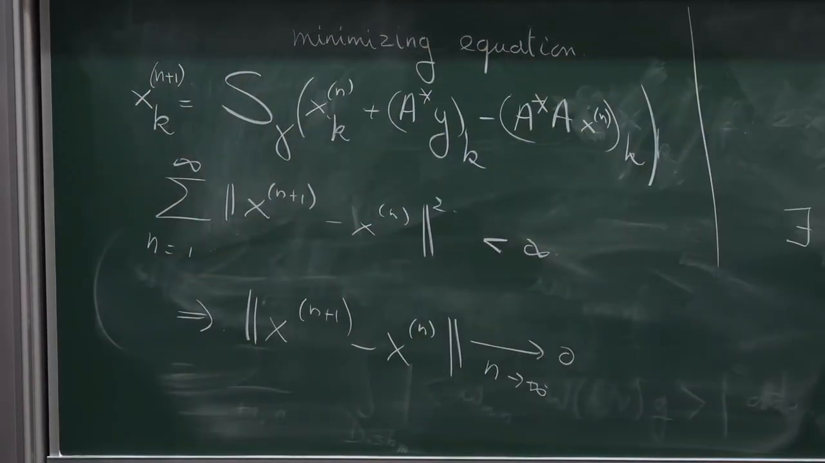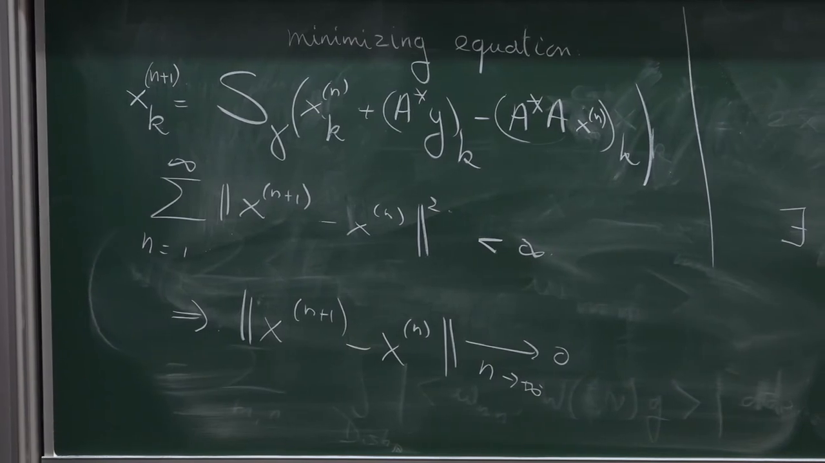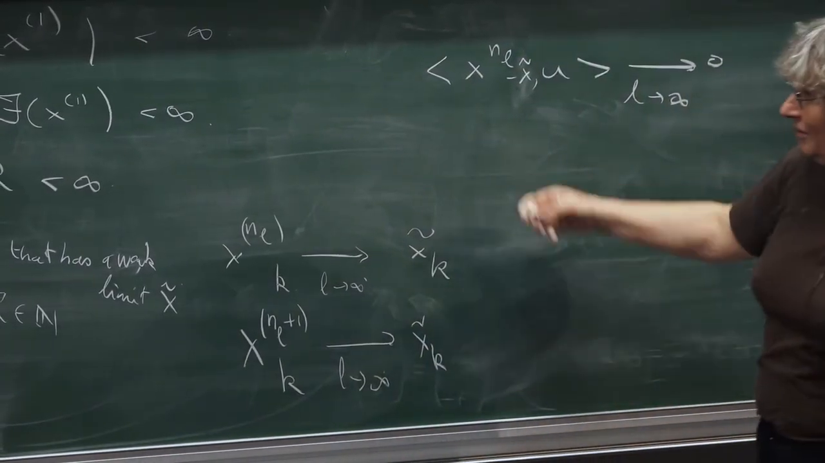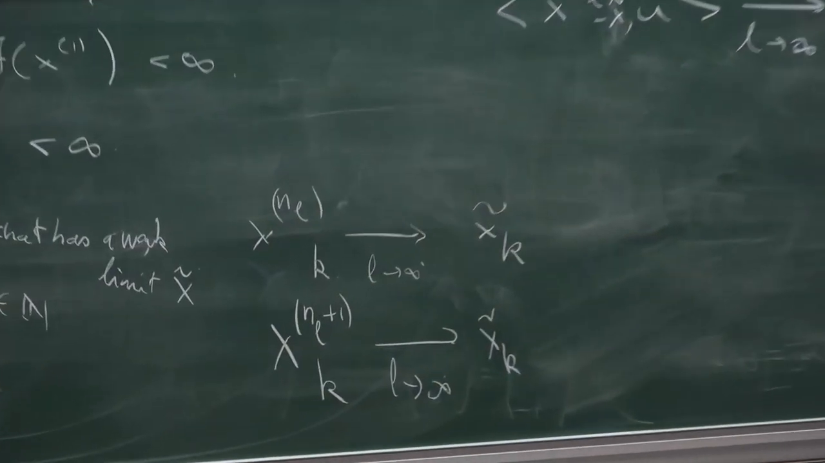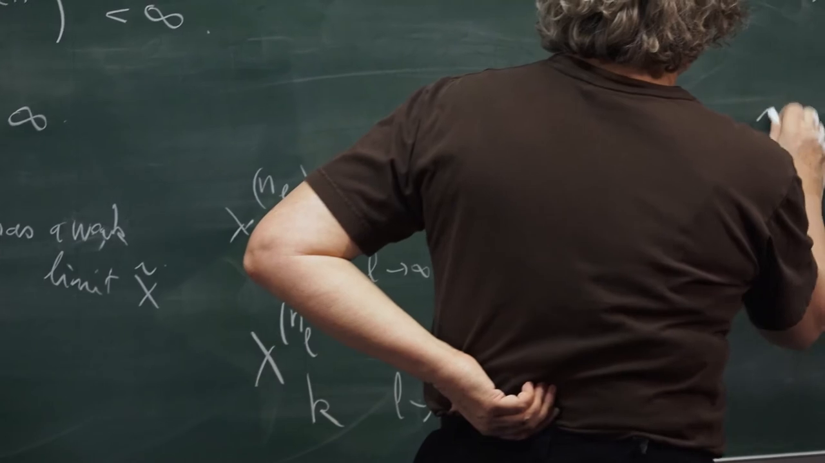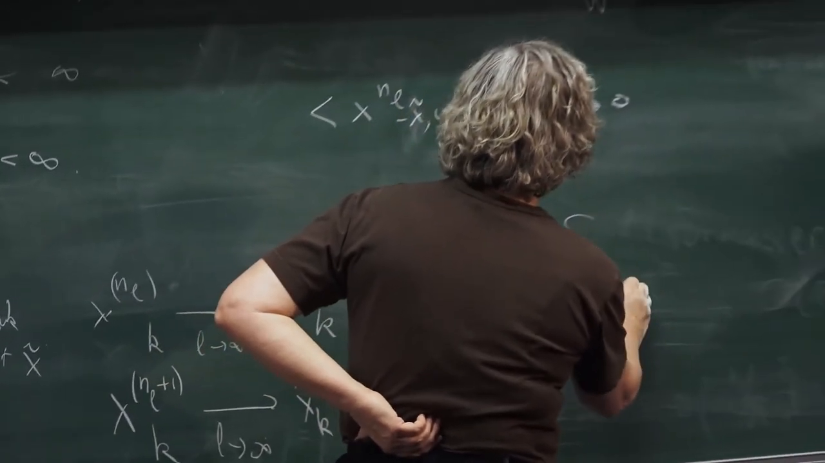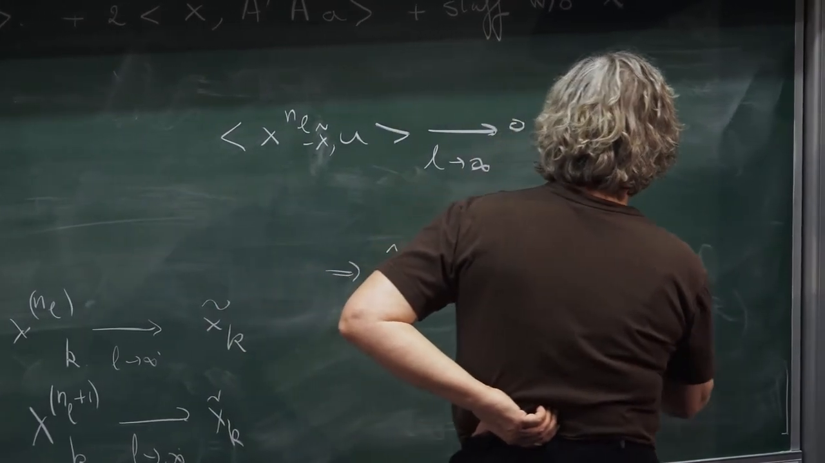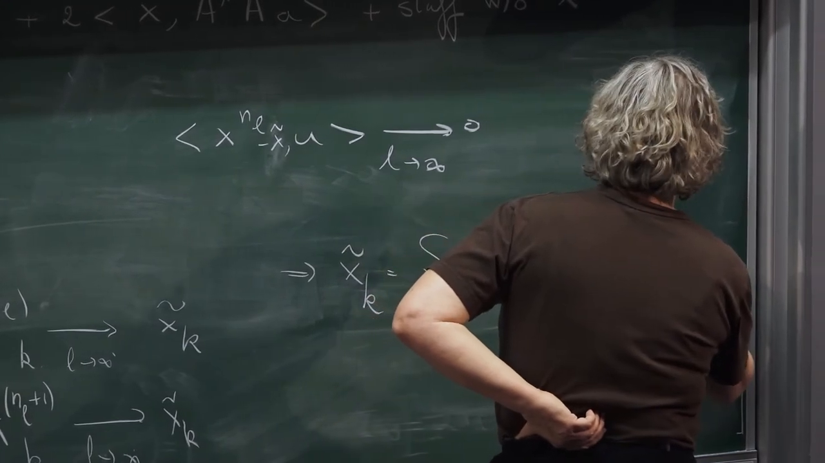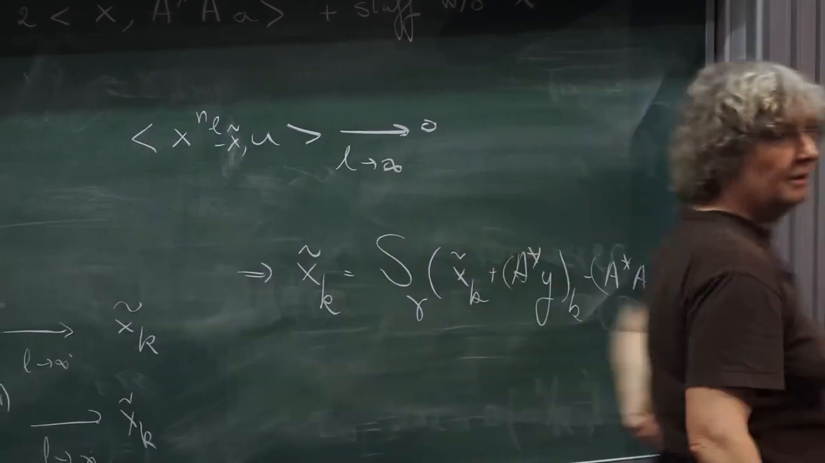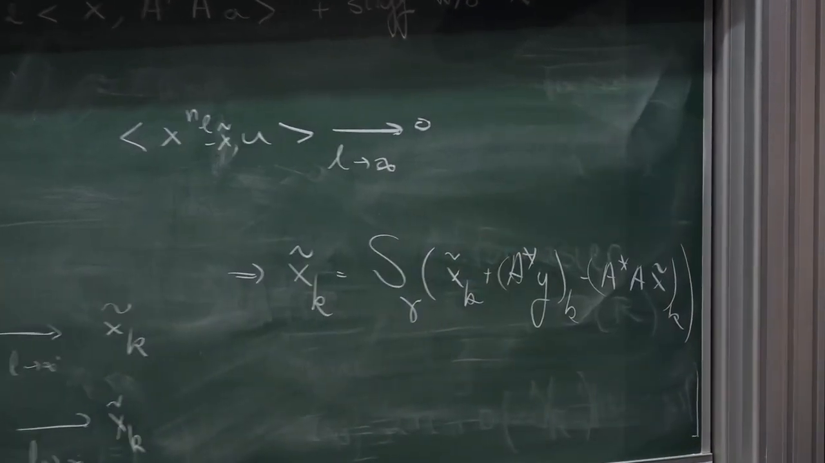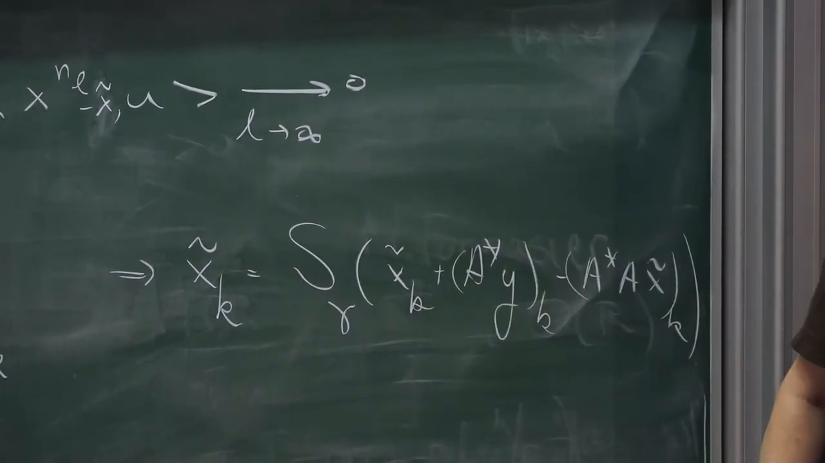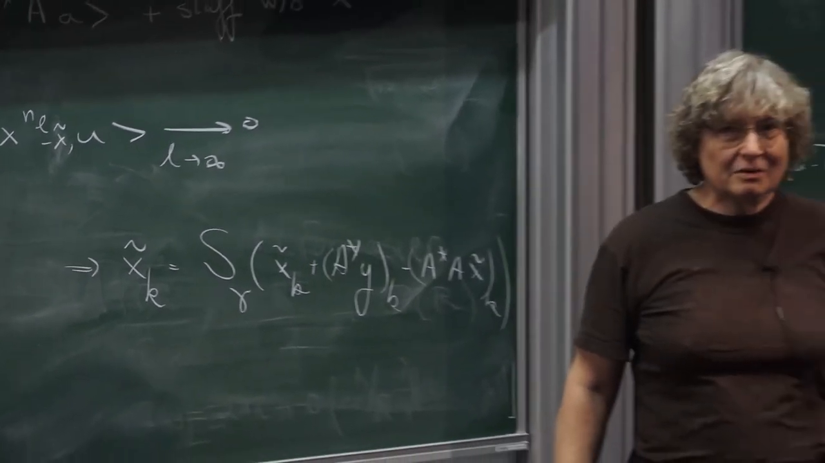So it means that this also has to converge to x twiddle k as l goes to infinity. And so it follows that x twiddle k will satisfy gamma x twiddle k plus A star y k minus A star A x twiddle k. So that weak limit will satisfy the fixed point equation, the minimizing equation for the functional.